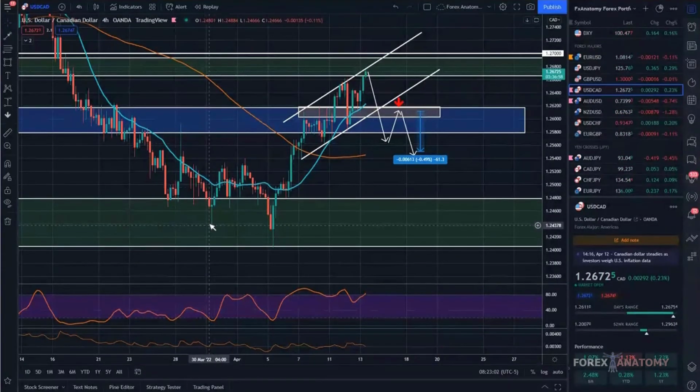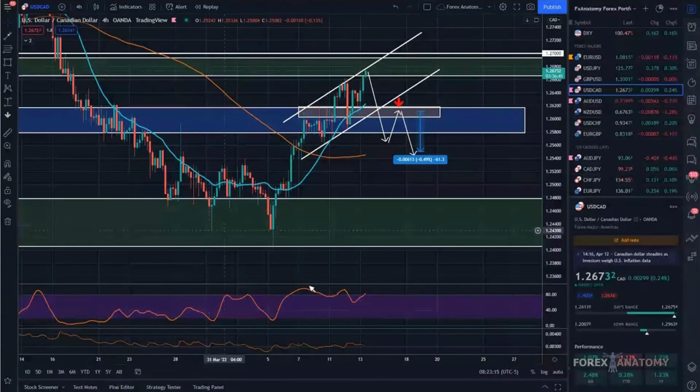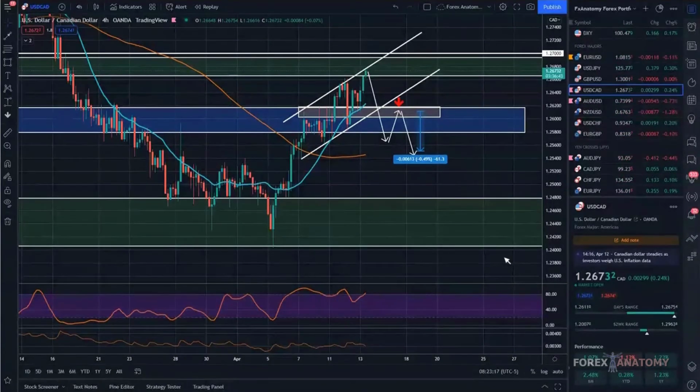So if they don't hike, or if they hike by 25 basis points. So we'll see what happens. But in the meanwhile, technically, this is what we're looking for. All right. Are there any questions before we move on to the next setup?